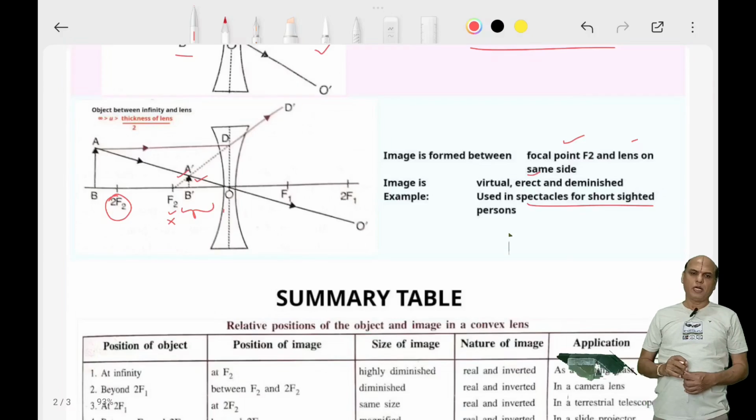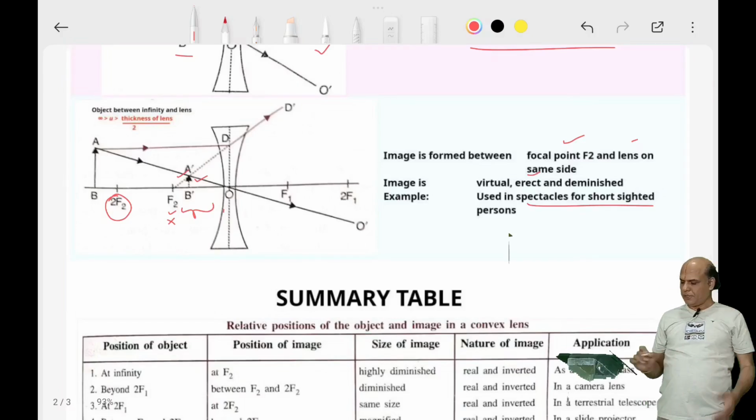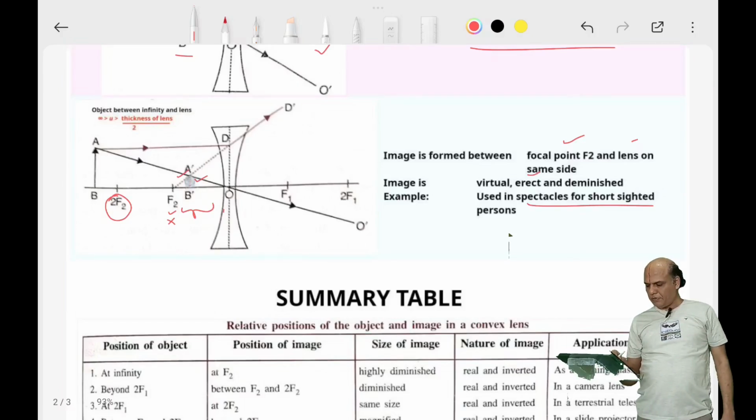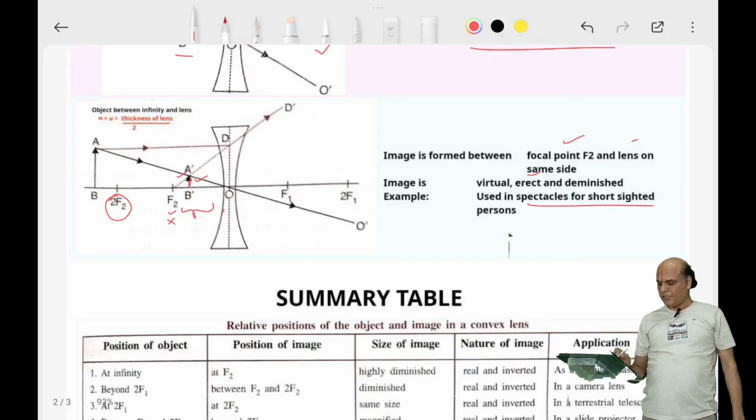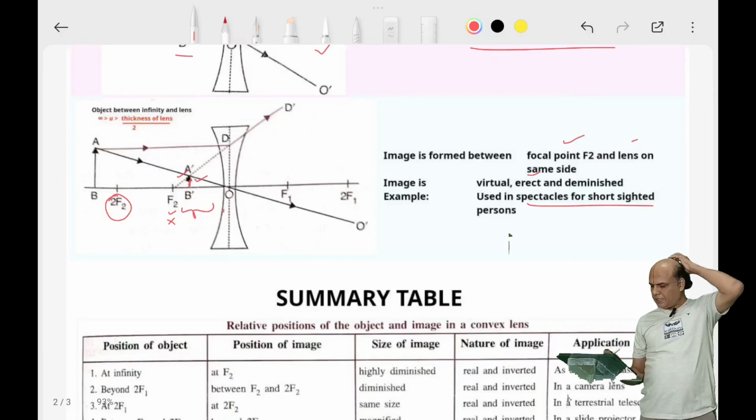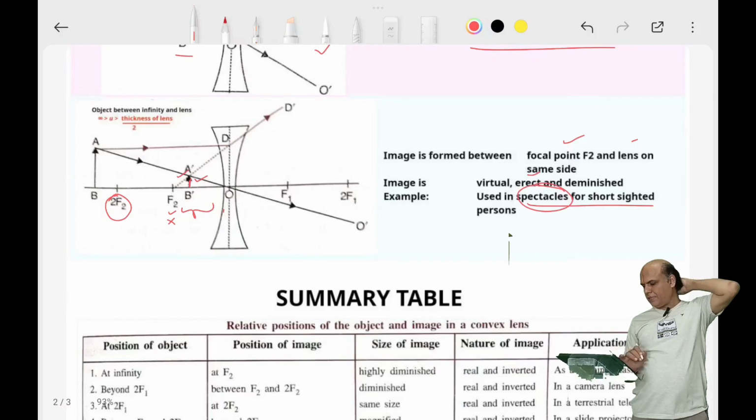The people who can't see long distance objects, for them the image is formed very near in front of their eyes. So they can see the long distant objects as an image. So such a lens is used in spectacles for short-sighted persons.